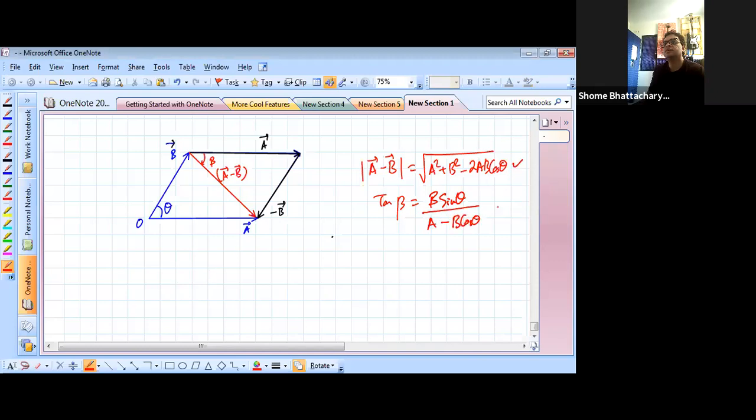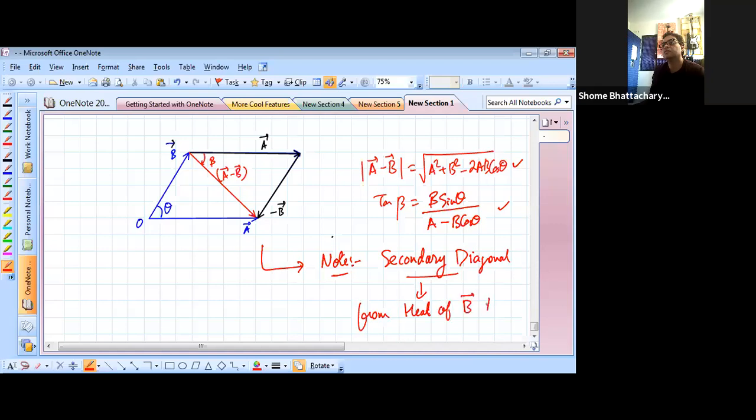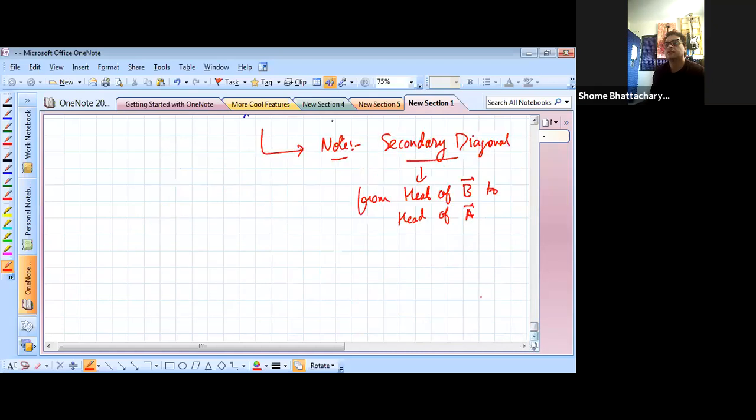So the same formula as we had before, but you can see in this triangle, what is happening is that the secondary diagonal, I mean in this parallelogram, the secondary diagonal, which is from the head of B to the head of A, that represents the difference. So the so-called secondary diagonal, that is the diagonal pointing from the head of vector B to the head of vector A, that represents the difference.